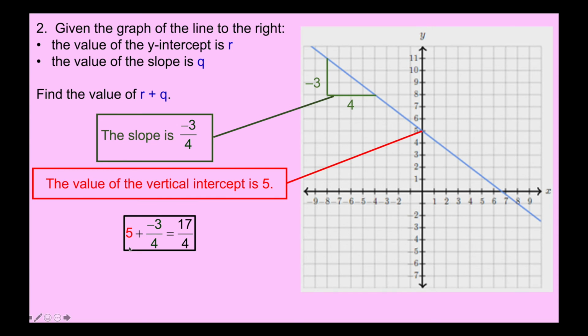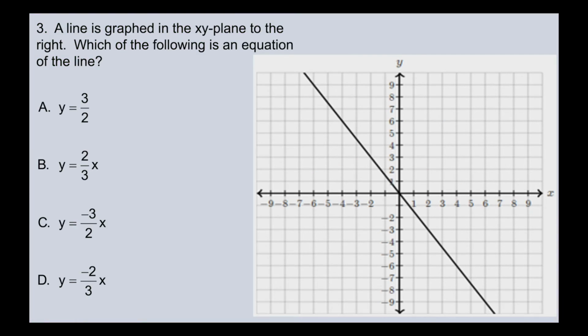So 20/4 plus -3/4, our 4 in the denominator stays the same, but then I've got to do 20 plus a -3, which gives me 17. 17/4 does not reduce, so 17/4 is the final answer for number 2.